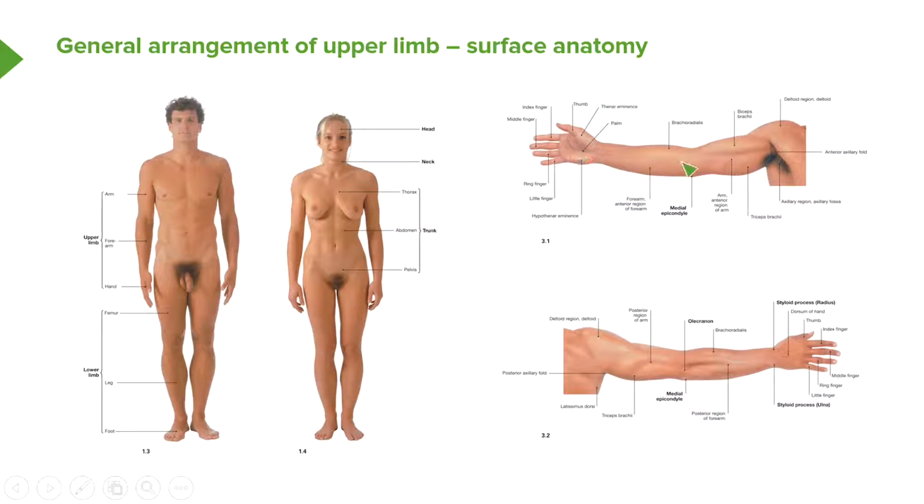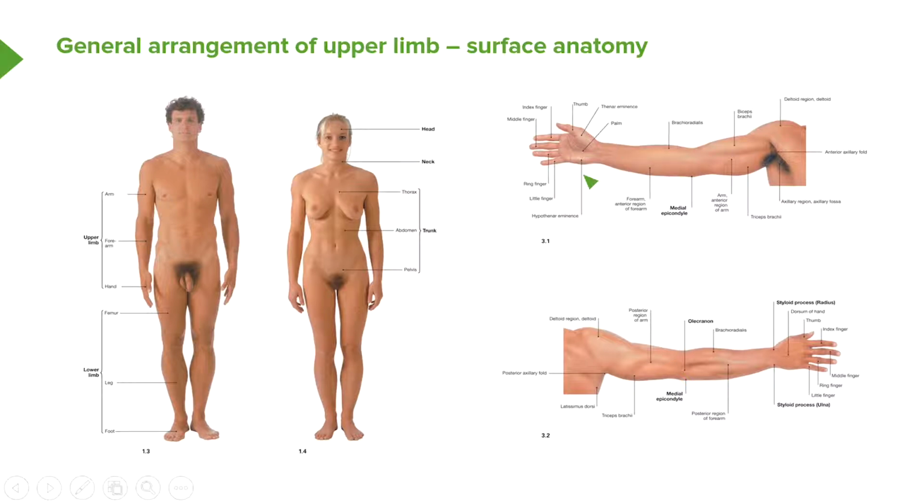We then pass distally from the elbow joint and we see the forearm. We can see the anterior region of the forearm. We have a prominent bulge on the lateral surface of the forearm, and this is due to a really important muscle known as brachioradialis. So we can see a bulge here caused by brachioradialis.